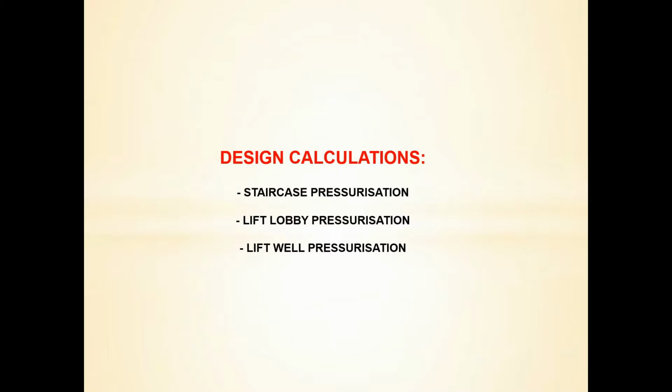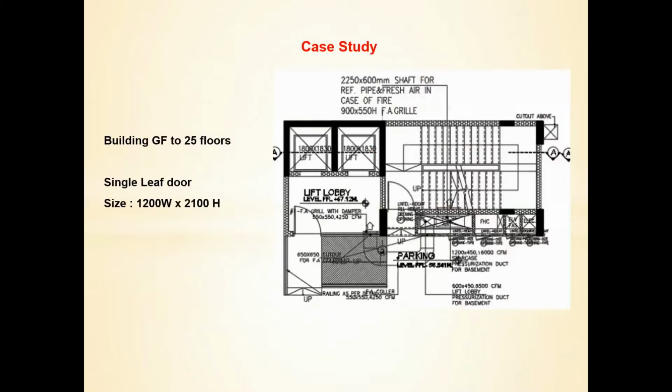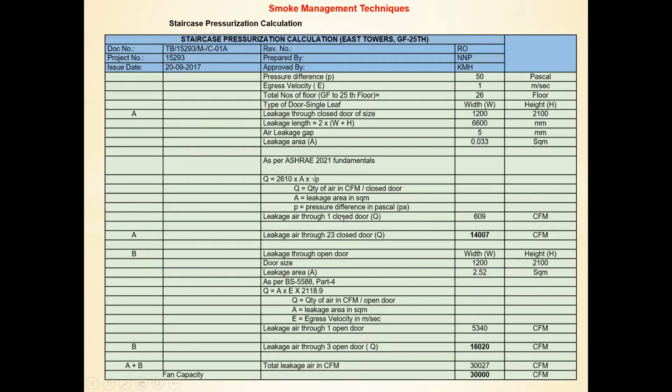So now we will come to individual calculations, one case study each for staircase pressurization, lift lobby pressurization, and lift well pressurization. Here we are considering a building extending from ground floor to 25 floors. That is, in all, there are 26 floors, and the door size is assumed to be 1200 wide by 2100 high. A single lift door and a gap of 5 mm has been considered. So the picture is showing two lifts with the lift lobby and the adjacent staircase, stairwell, and with the single lift door in each case.